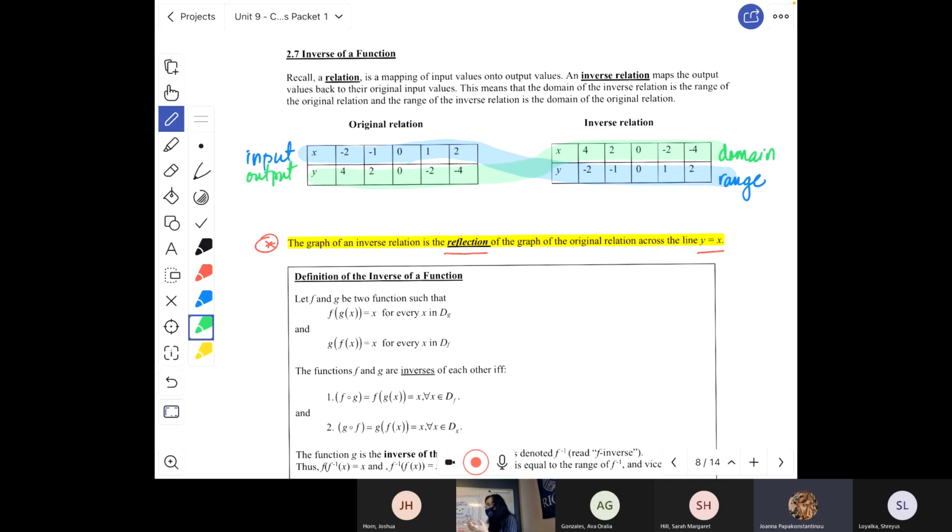So if you have a graph, you can make a table of values and graph the original relation, and to obtain the graph of its inverse, all you have to do is change the x and the y values, plot those points, connect them, and you have its inverse.